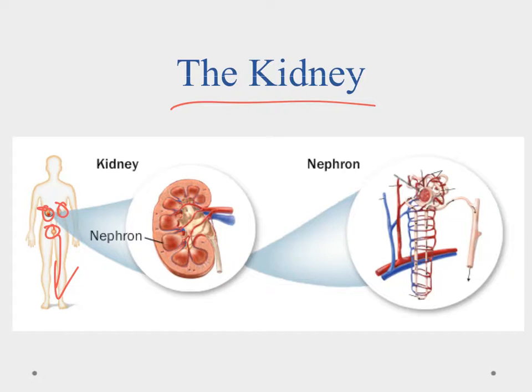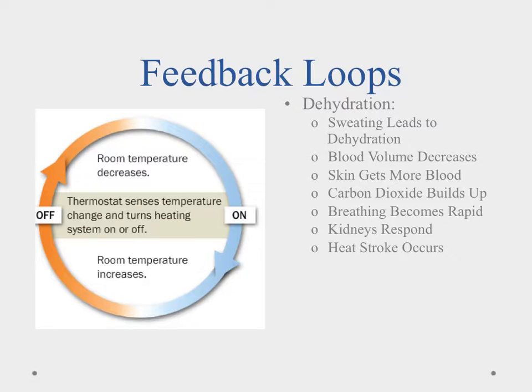body altogether. Now it's at this point we want to talk about a feedback loop. And a feedback loop, quite simply, is where we have a system that's monitoring what's going on, and that system will determine what the next steps are.